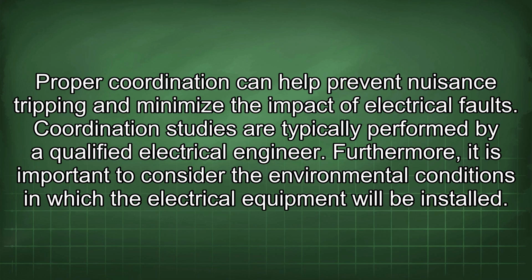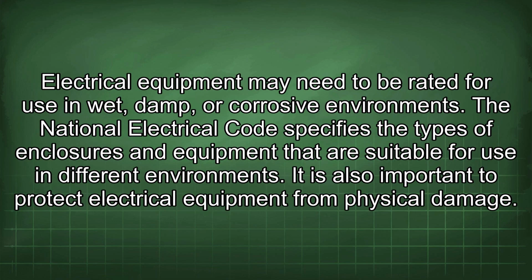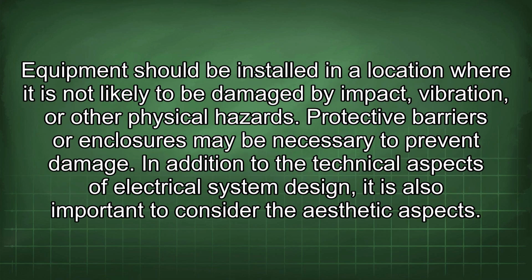Furthermore, it is important to consider the environmental conditions in which the electrical equipment will be installed. Electrical equipment may need to be rated for use in wet, damp, or corrosive environments. The National Electrical Code specifies the types of enclosures and equipment that are suitable for use in different environments. It is also important to protect electrical equipment from physical damage. Equipment should be installed in a location where it is not likely to be damaged by impact, vibration, or other physical hazards. Protective barriers or enclosures may be necessary to prevent damage.